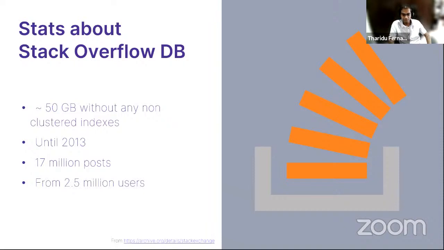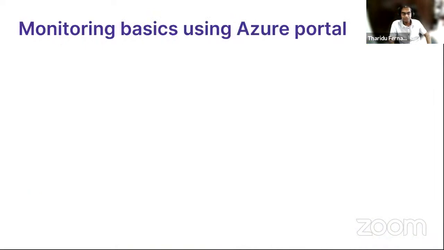So you can actually download this using the link, and you can Google search. And there are larger databases too; this is a medium scale database that you can work on. So when you want to figure out how to do performance tuning, this is a good data set to begin with. Initially we'll be trying to go through the monitoring basics using the Azure portal.